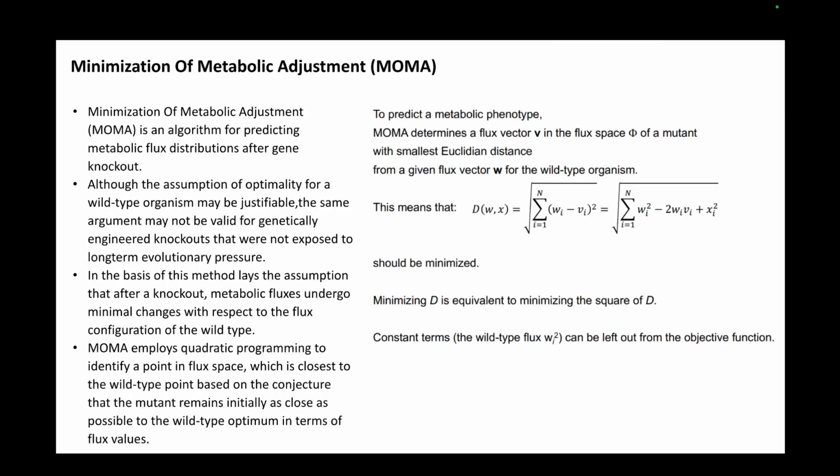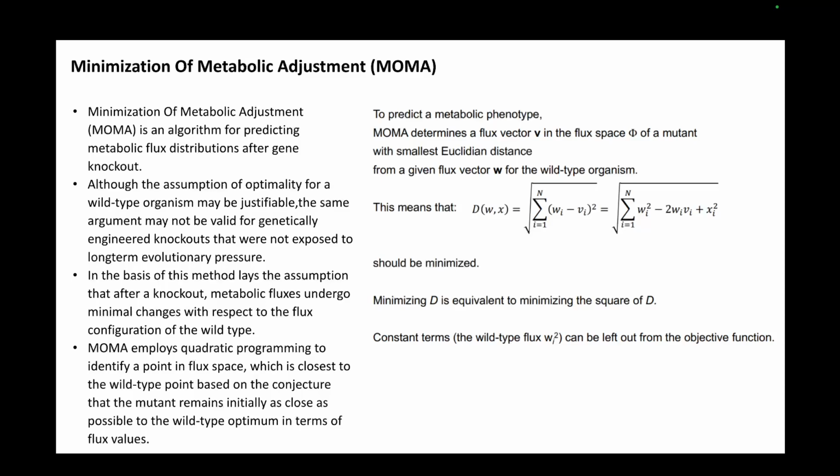So this is a variation of flux balance analysis, which is called MoMA, minimization of metabolic adjustment. It's an algorithm for predicting metabolic flux distributions after a gene knockout. Although the assumption of optimality for a wild type organism may be justifiable, the same argument may not be valid for genetically engineered knockouts that were not exposed to long-term evolutionary pressures.